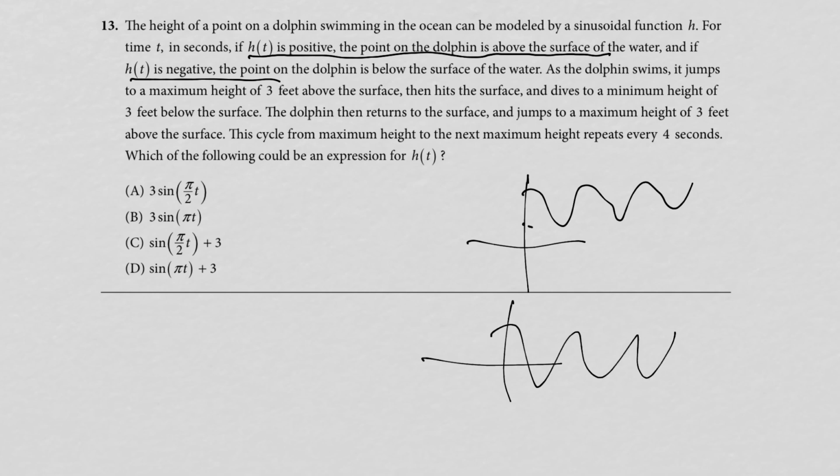It jumps, as it swims, to a maximum of 3 feet above the surface, then hits the surface and dives to a minimum height of 3 feet. So we're talking about something like that. It's going from 3 to minus 3. So there's not going to be a shift, because this curve has a middle line at 0.